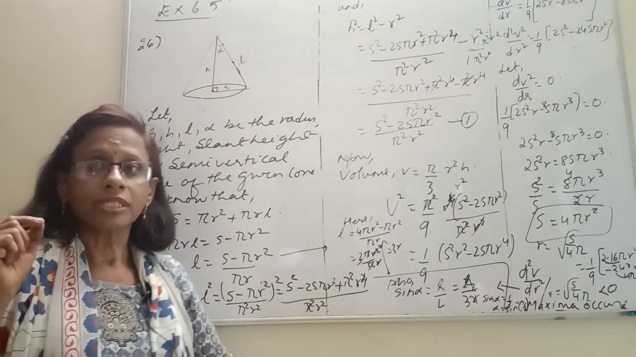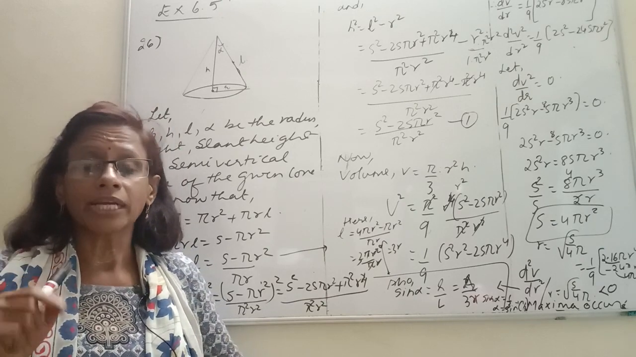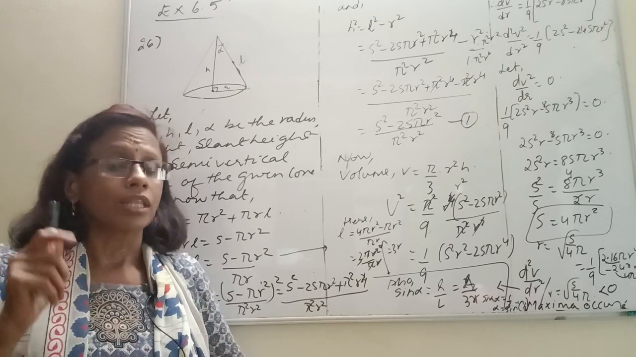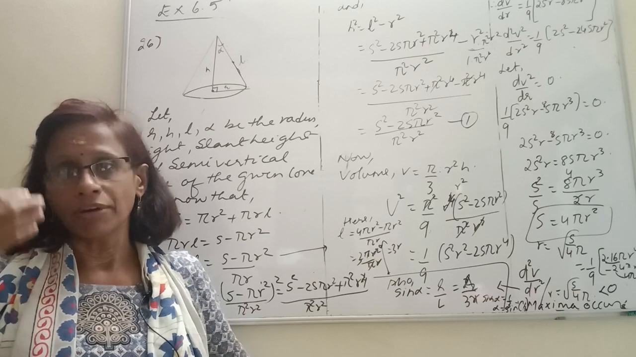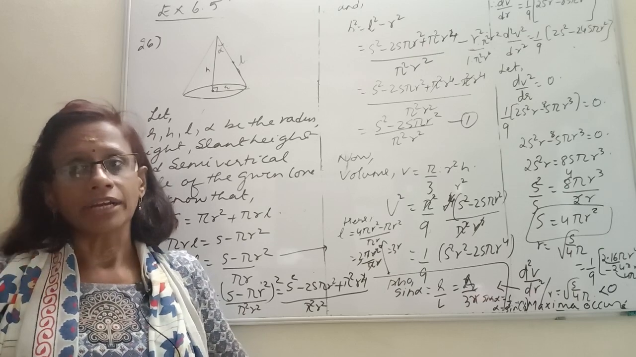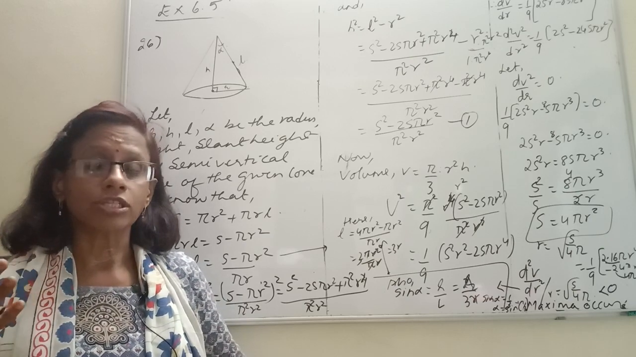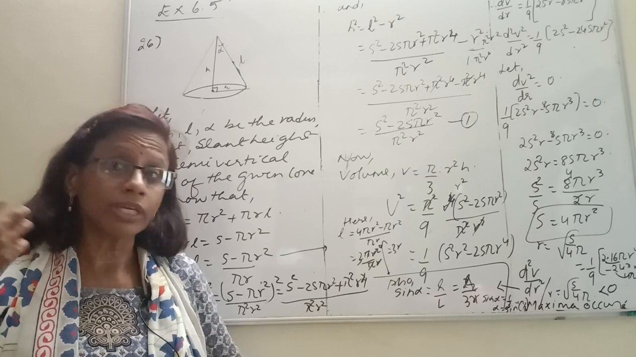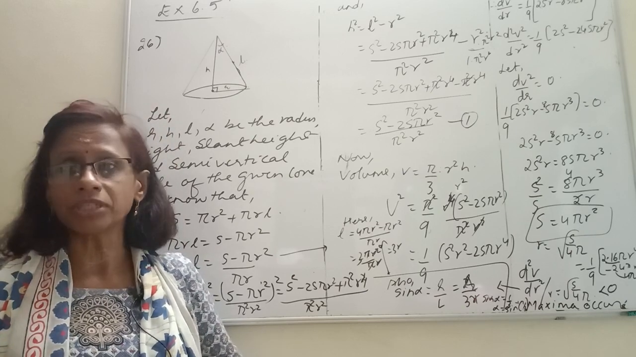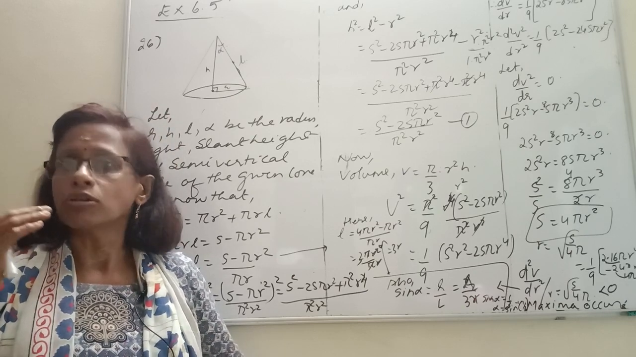But this problem is a little more complicated. Why is it complicated? Whenever you're given the surface area, the problem is a bit of work. You have to do a lot of steps and then arrive at the maximum volume. They have asked us to calculate the maximum volume, and not only that, they have asked us to do something about the semi-vertical angle. So it calls for work.